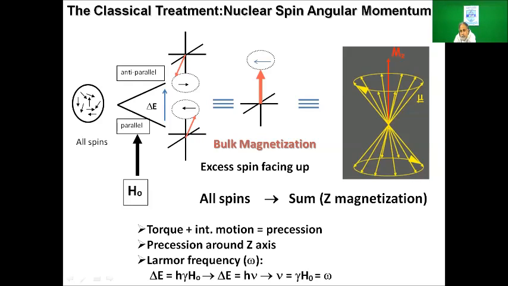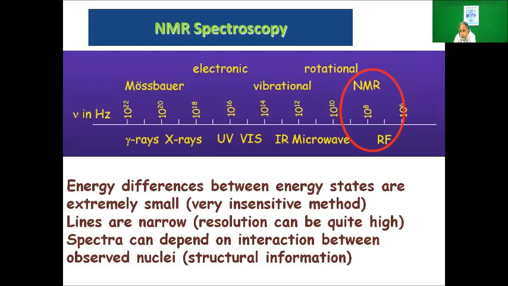Here I must mention one thing. If we compare the gamma of 1H1 and the gamma of 13C6, the 13C6 gamma value is 1/4 of that of 1H1.